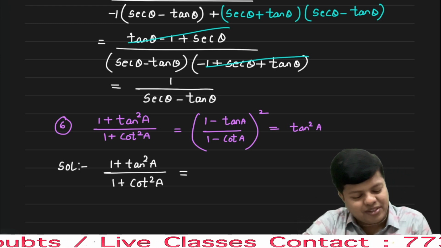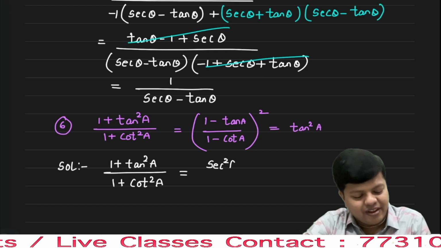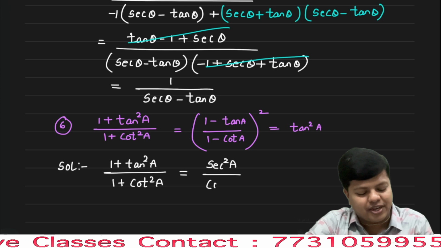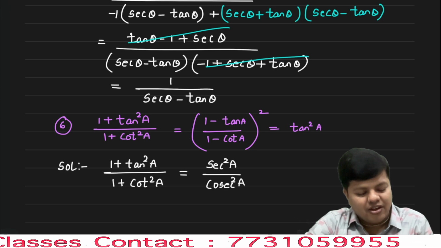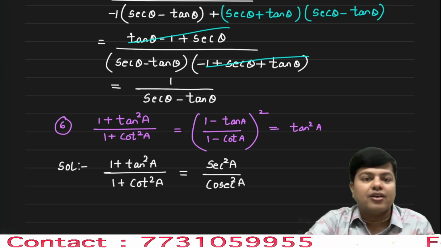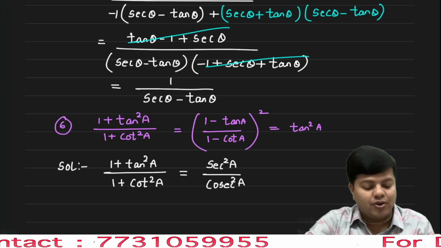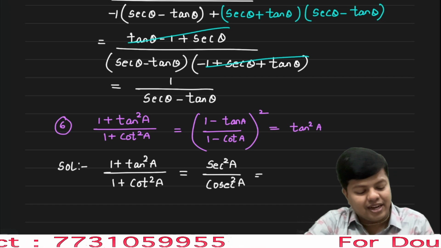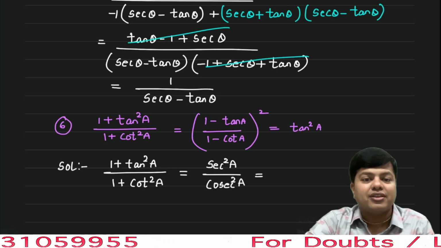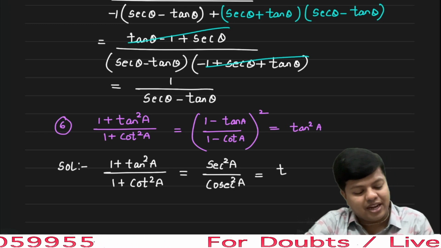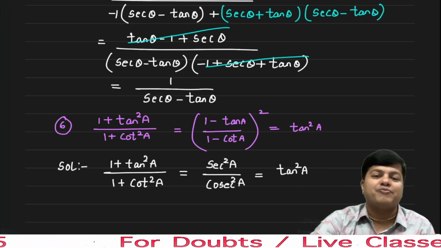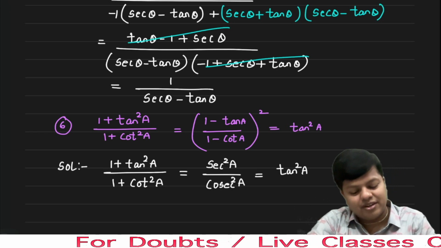So 1 plus tan square A is, student, secant square A identity. That's why I wrote this sum in the identity part. 1 plus cot square A is cosecant square A. And next, student, secant square A by cosecant square A is tan square A. How? Secant square A is 1 by cos square A and cosecant square A is 1 by sin square A. So sin square A by cos square A, you will get tan square A. You can directly write tan square A. Secant by cosecant is tan square A. Okay, so this one you got it.